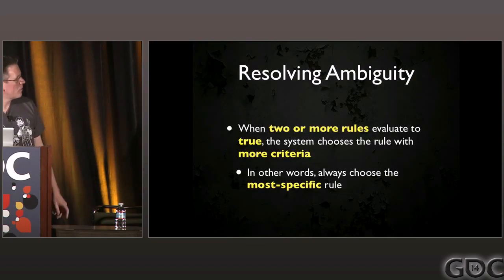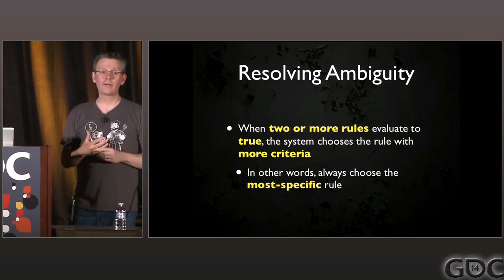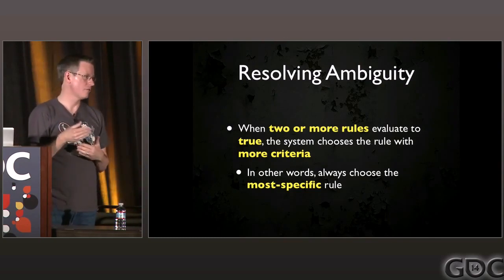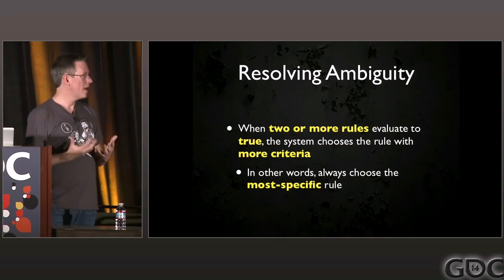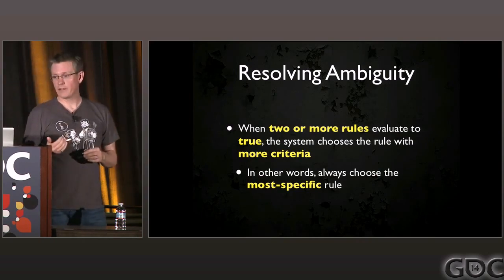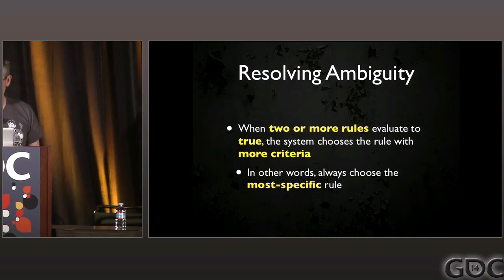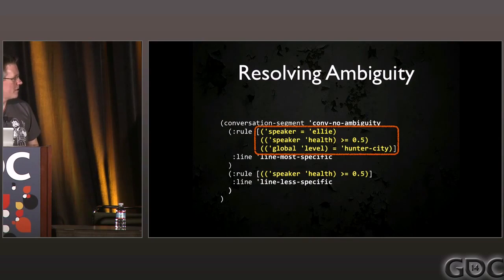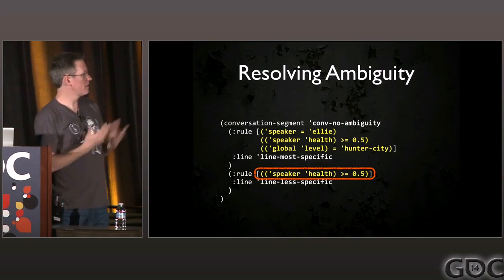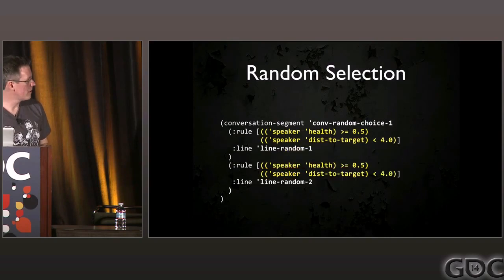All right, so if you've got a bunch of rules inside one conversation segment, you need to figure out a way to resolve ambiguity. Let's say that you have 2 rules that are both evaluating to true, or 7 rules that are all evaluating to true. How do you deal with that? Well, we do just what Valve did, which is we choose the most specific line of dialogue. The way you measure that is just by counting the number of criteria. It's a really simple measurement, but it works really well. So here we have 3 criteria and only 1. Let's say both of these rules are true. Then we would obviously choose the one above with more criteria.